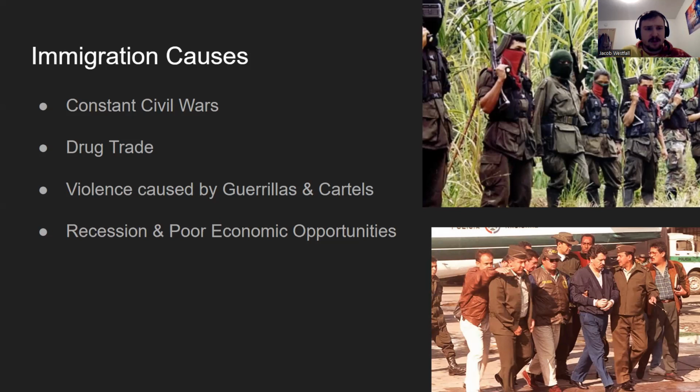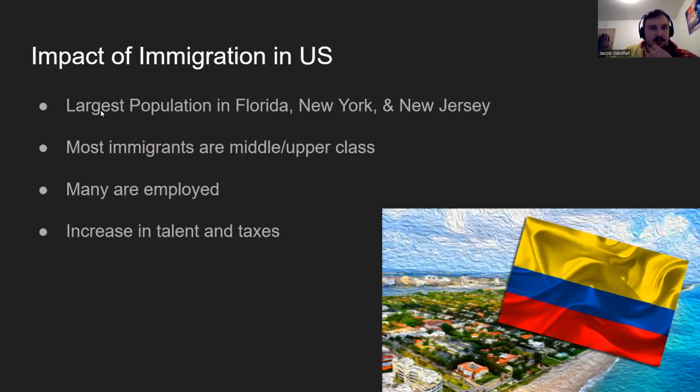Now, one of the biggest ones is recession and poor economic opportunities, especially in the 80s and 90s. That's when a lot of immigrants came from Colombia. It's when almost most of Colombian immigrants came to the United States. The economy now is a little bit better, so fewer people are immigrating for those reasons, but especially in the 80s and 90s, recession and lack of economic opportunities caused a large immigration from Colombia into many countries, including the US.